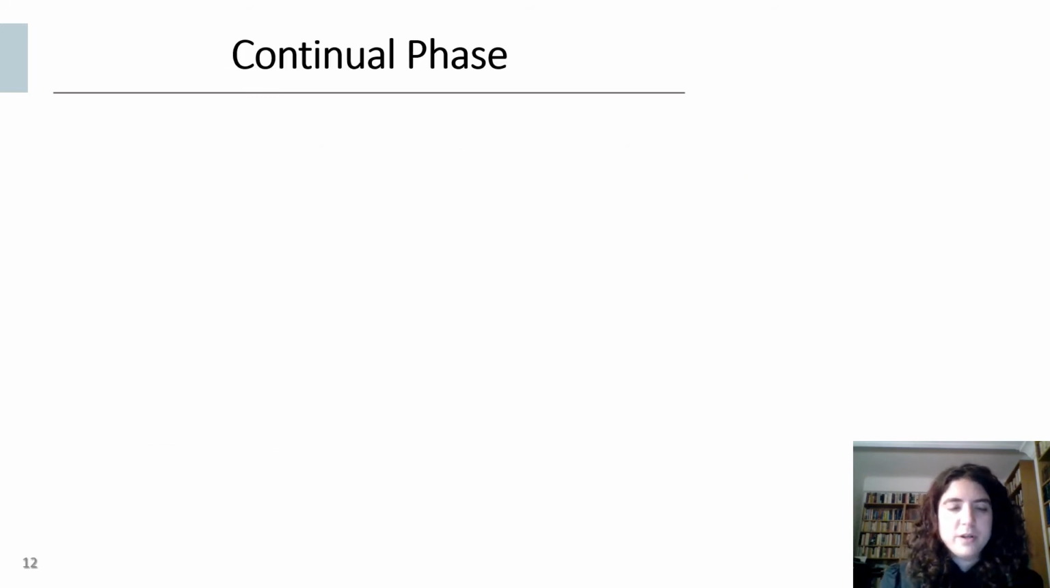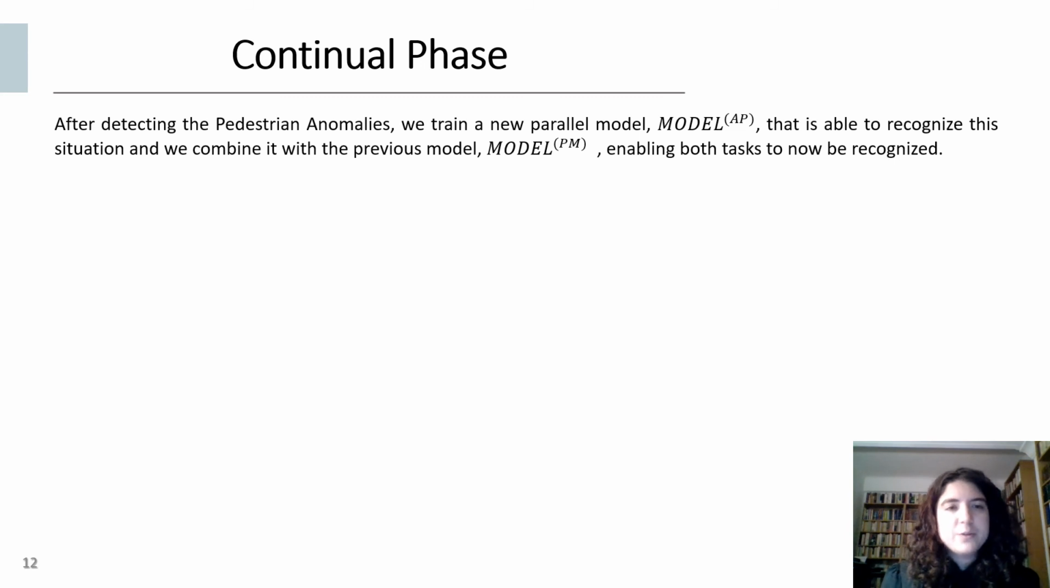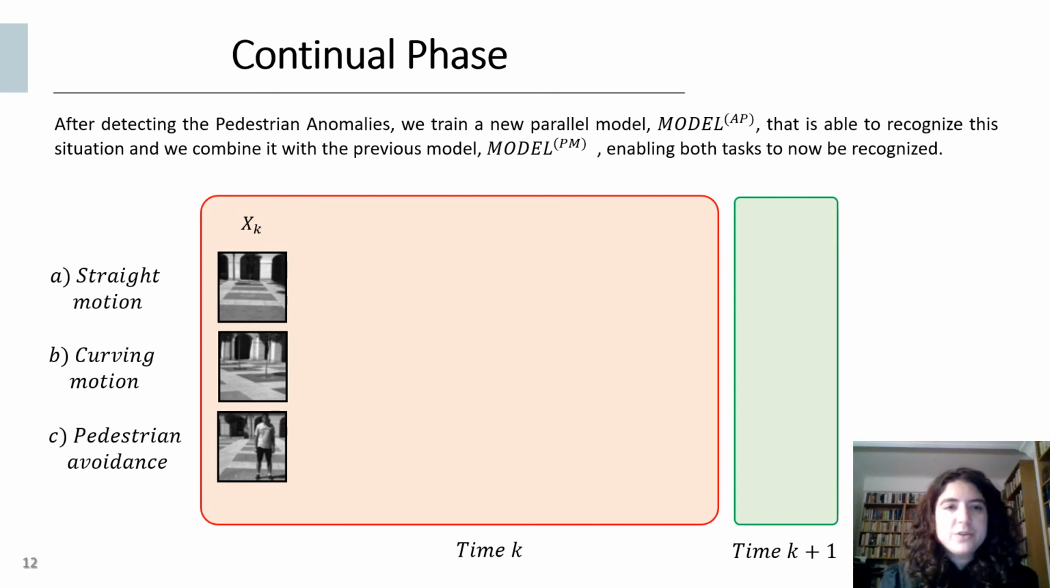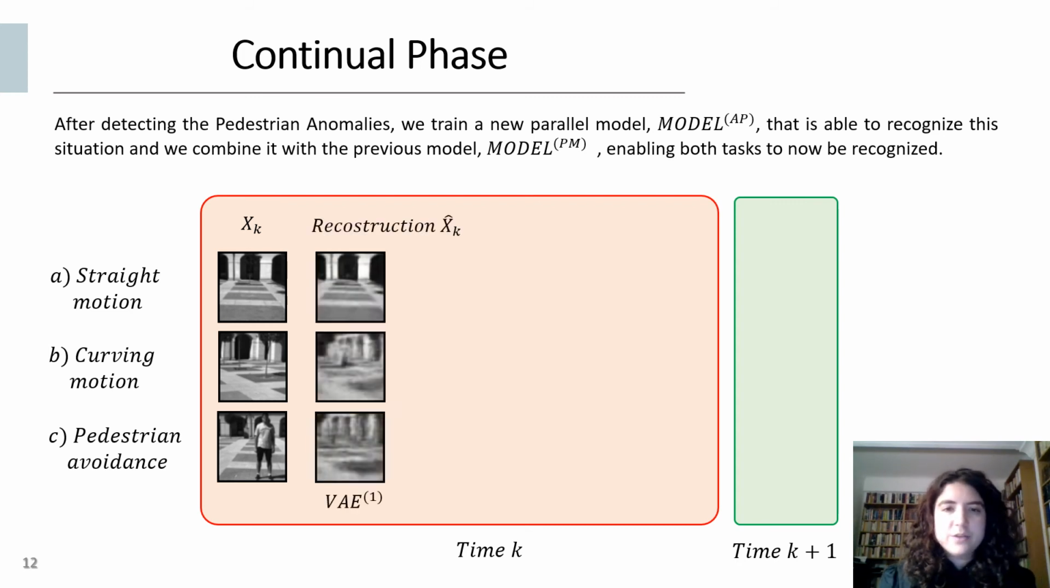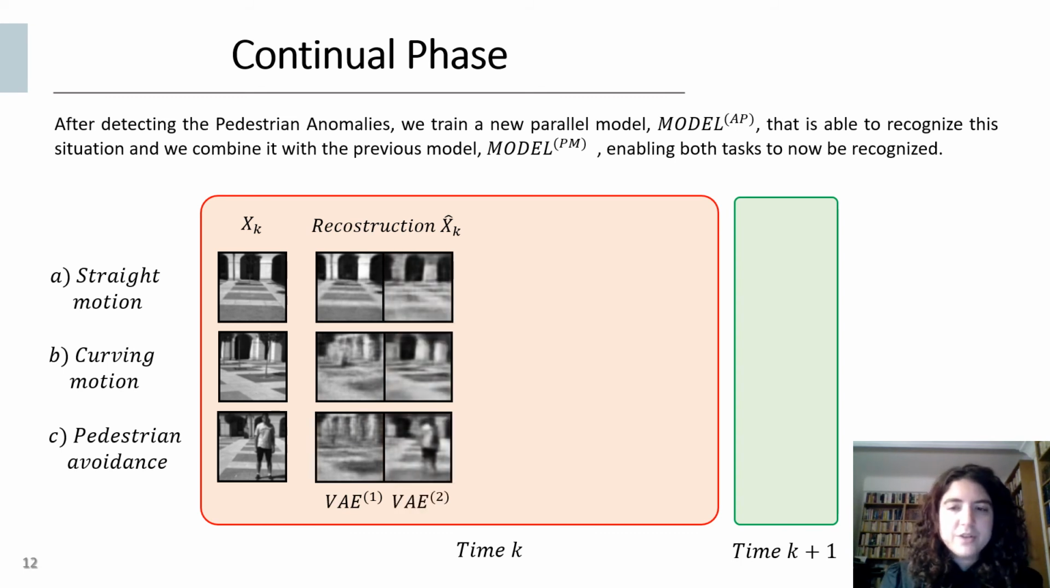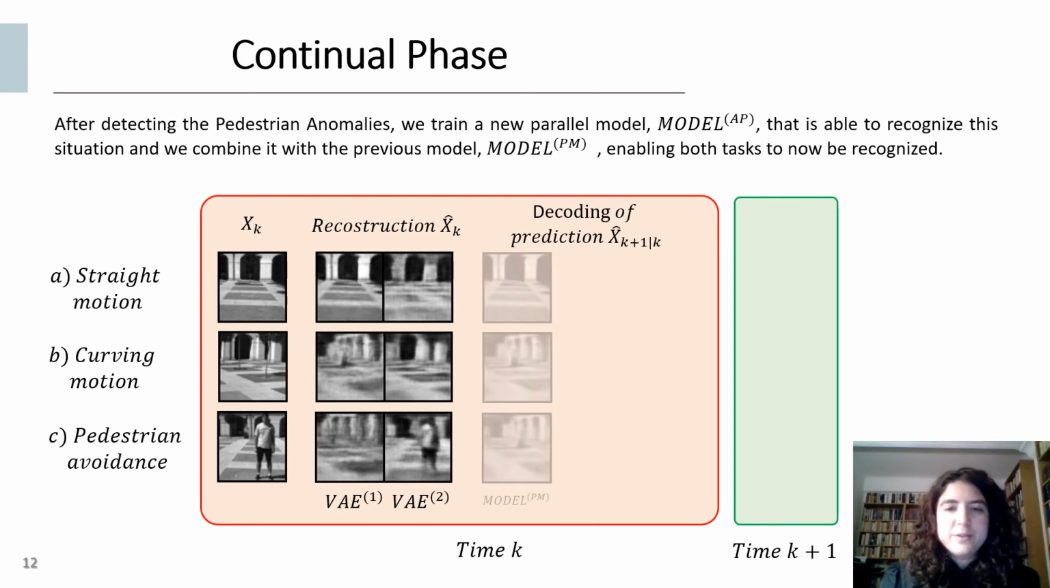Then we perform the continual phase. After we detect the pedestrian anomalies, we train a new model, a model AP, that is able to recognize this situation, and we combine it with a previous model, model PM. So if we consider different situations, like a straight motion, a curving motion, and a pedestrian avoidance case, we can see how the reconstruction with one variational autoencoder is and how it is with the other variational autoencoder, and the prediction with the different models.